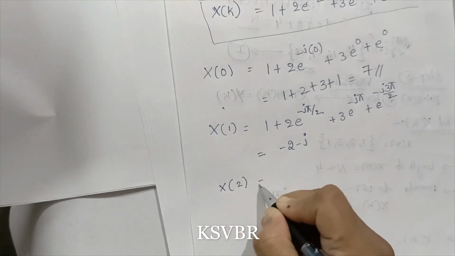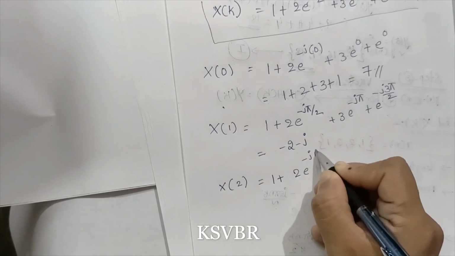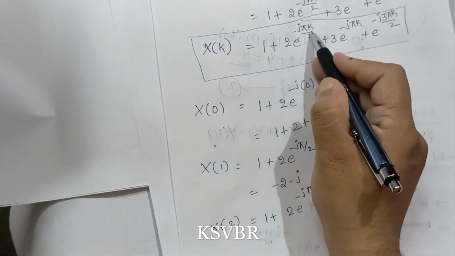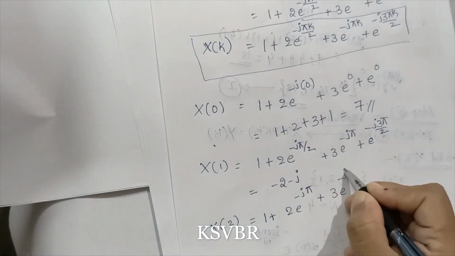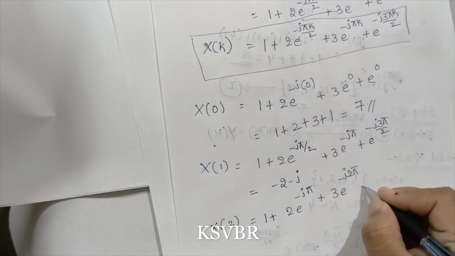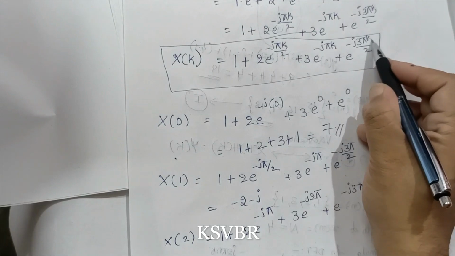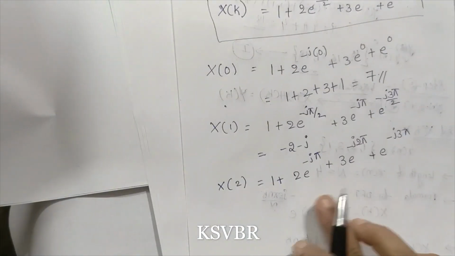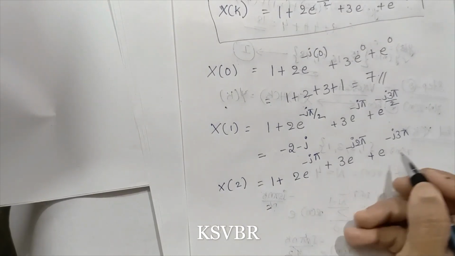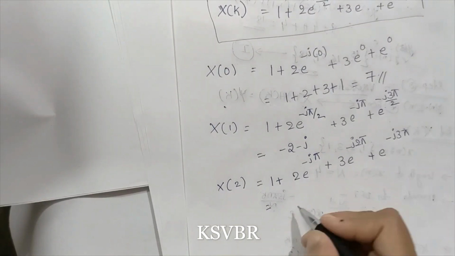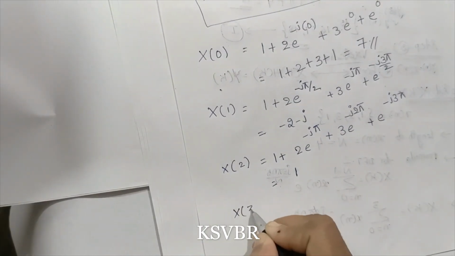X of 2 is equal to 1 plus 2 e power minus j pi. If you substitute 2 here, the 2 will get cancelled. That's why I am writing directly e power minus j 2 pi plus e power minus j 3 pi. Again, if you substitute 2 here, these two will get cancelled. So if you substitute here, e power minus j pi means these values will all be 0, so the value will be 1. Okay, so capital X of 3.